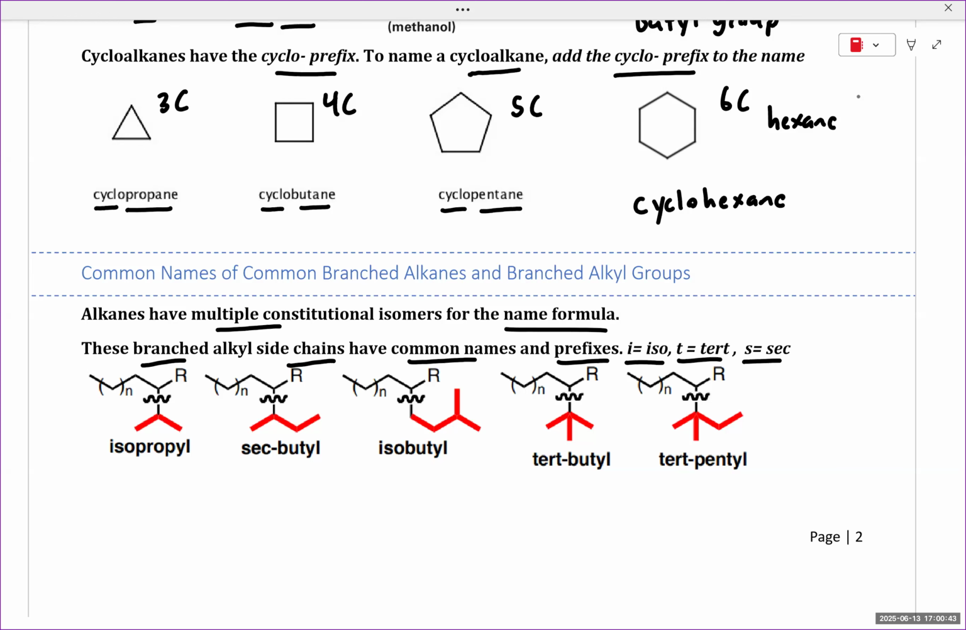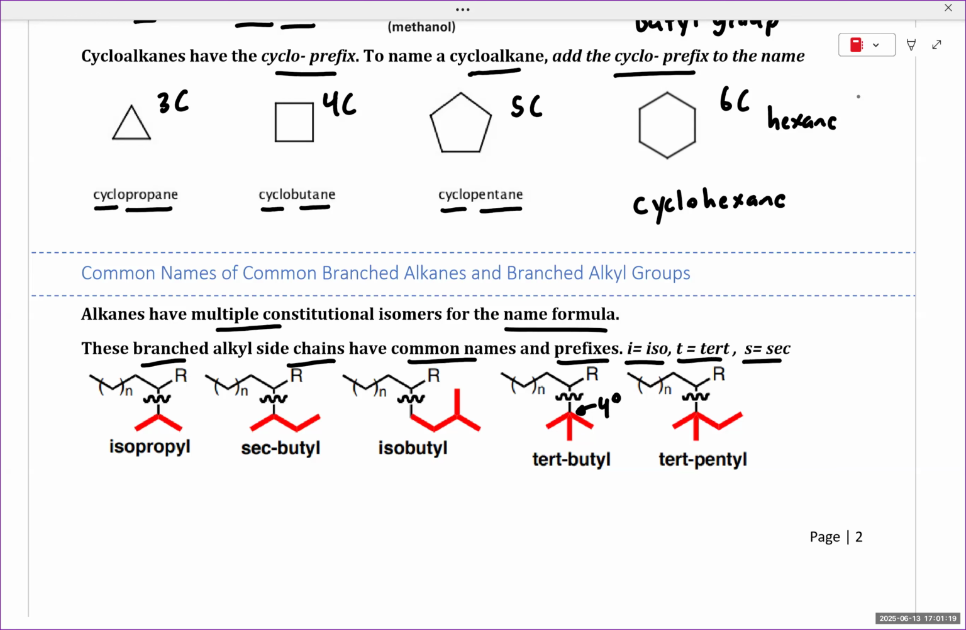Isopropyl, in this case, we have a propyl group where we're connected at the second carbon. Sec-butyl, a butyl group that is connected to the main chain at the second carbon. Isobutyl, which looks as follows. Tert-butyl, which is a 4-carbon group, in which case here you have a highly substituted quaternary carbon. A tert-pentyl group, which is a variation on the tert-butyl group.